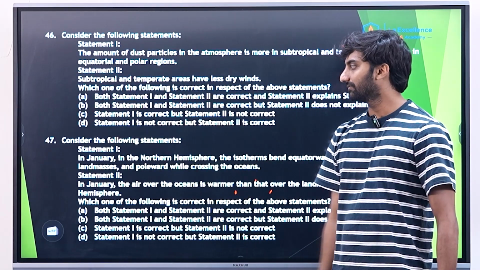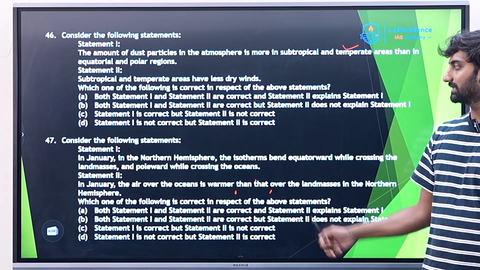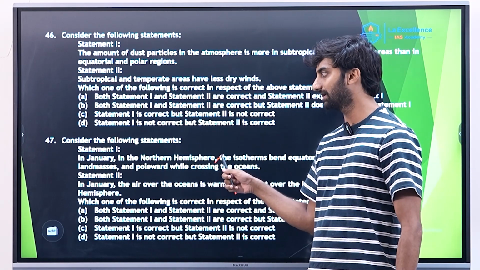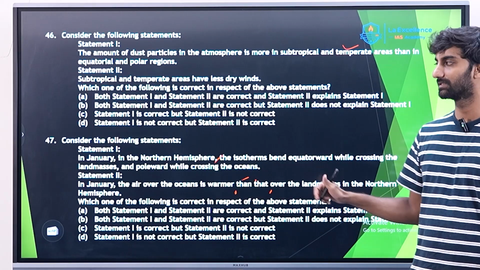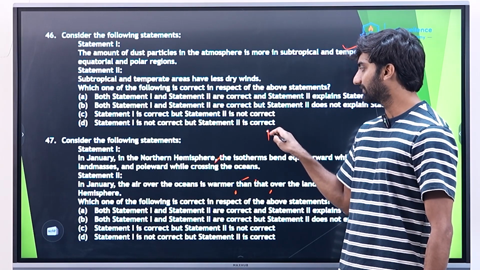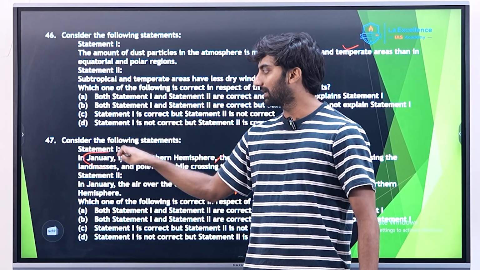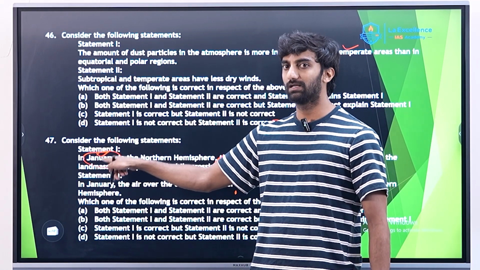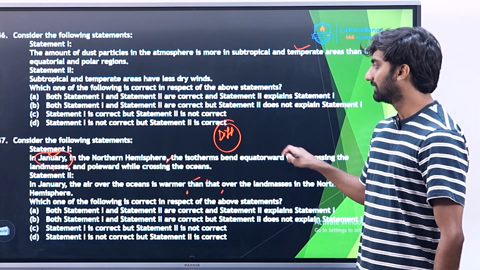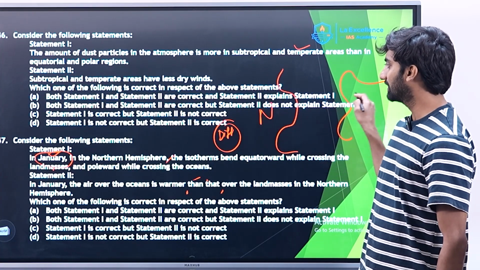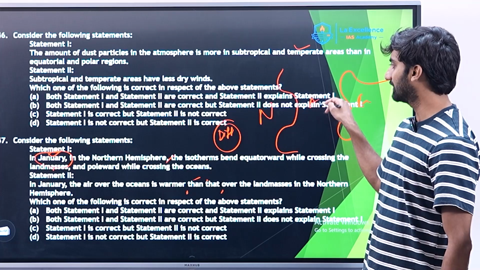C. Question 47, statements. This is about isotherms. This is frequently asked, a conceptual question; in the last 3-4 years it has been asked a couple of times. We know the concept of differential heating of land and water. He is asking us to draw isothermal maps in January. January is the winter season in the northern hemisphere. So when the season is winter in the northern hemisphere, we have North America, we have Europe, and this is our Atlantic Ocean.